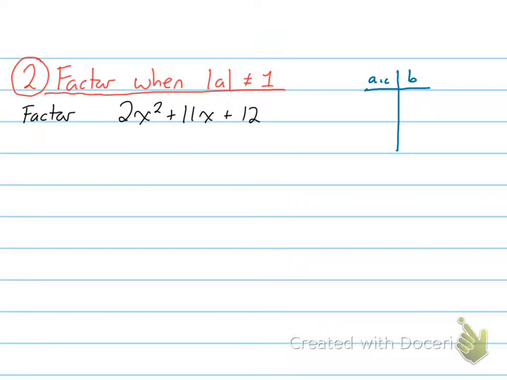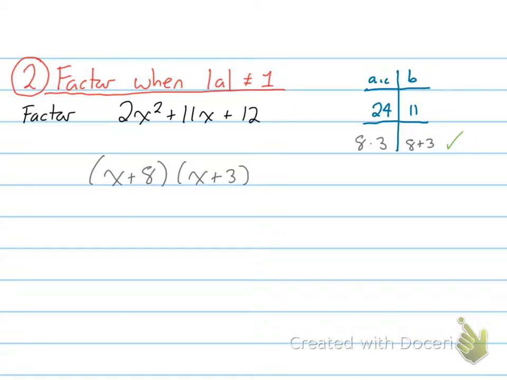Using the AC method, I want two numbers that multiply to give me 2 times 12 and add up to give me 11. So in other words, I want to find two numbers that multiply to give me 24 and add to give me 11. Running through the factors of 24, I'm going to find 8 times 3 would work out here. So I'm going to plug it in like this to start: x plus 8 times x plus 3.